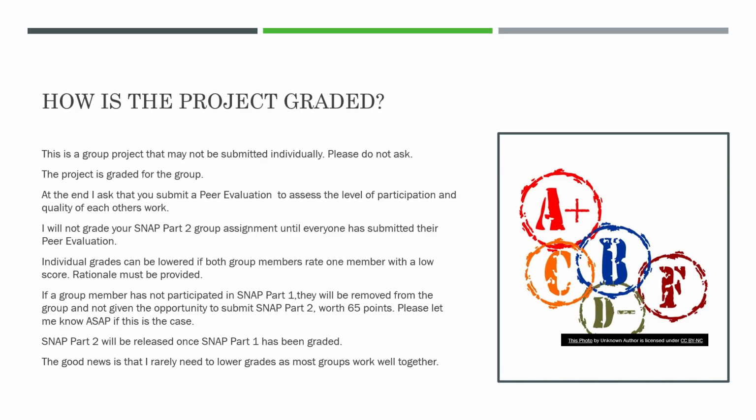However, for the most part, most groups work really well together. I've been doing this as a group for a very long time, and because it's such a big project, it's a great way for online students to get to interact with each other and not just with me. So, SNAP Part 1 is worth 35 points, and SNAP Part 2 is worth 65 points, and actually can go up to 70 with 5 extra credit points for adding graphics or short videos, but more about that when we talk about SNAP Part 2.